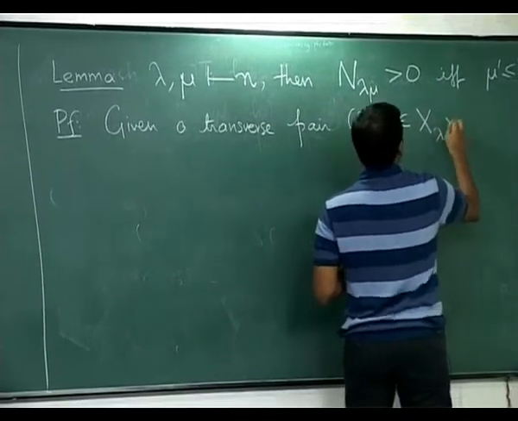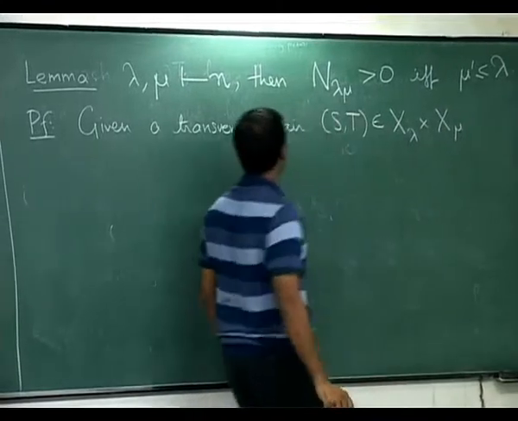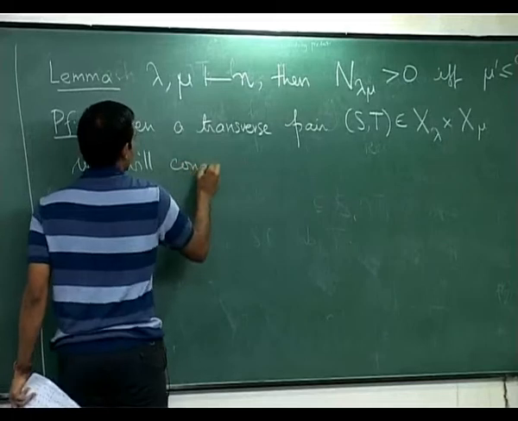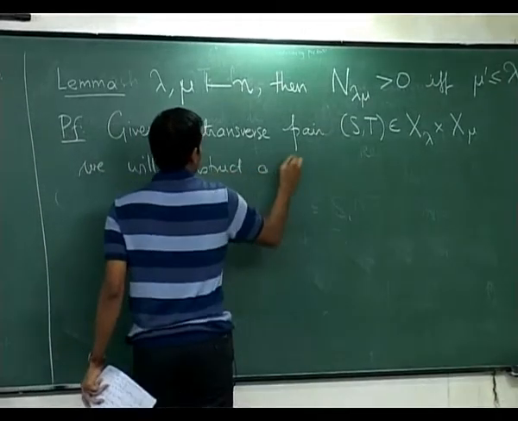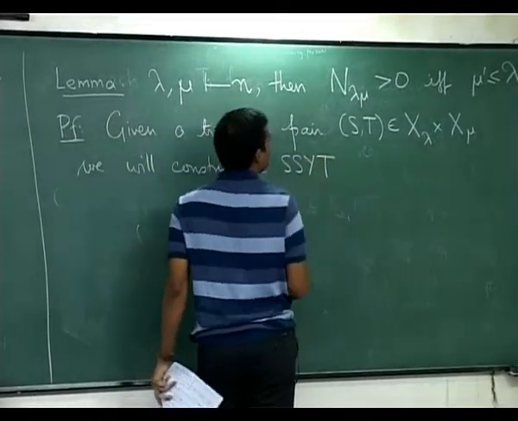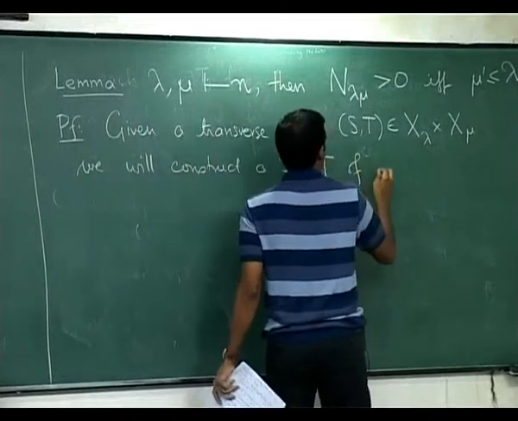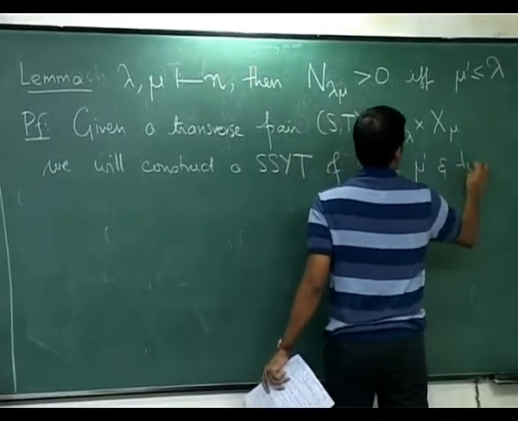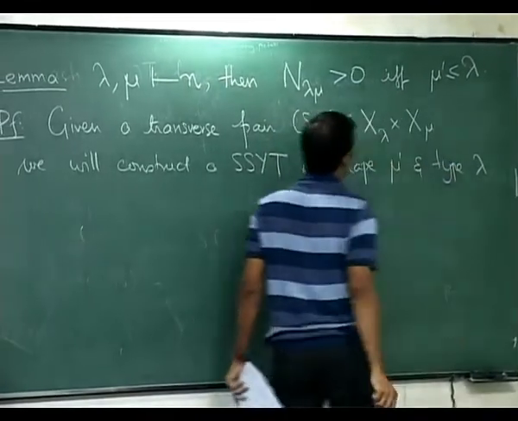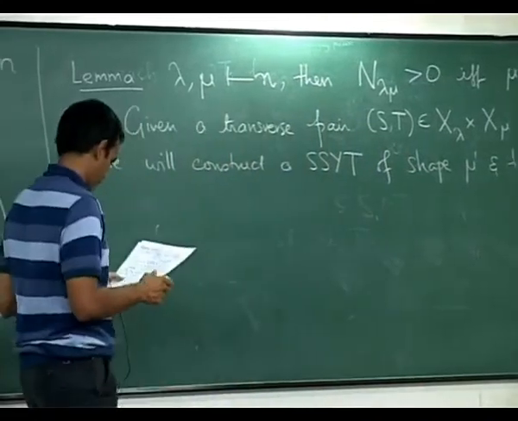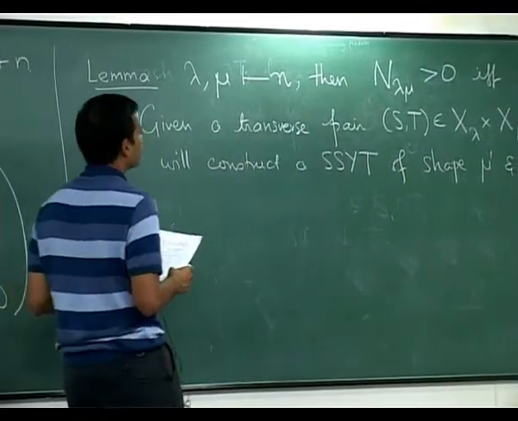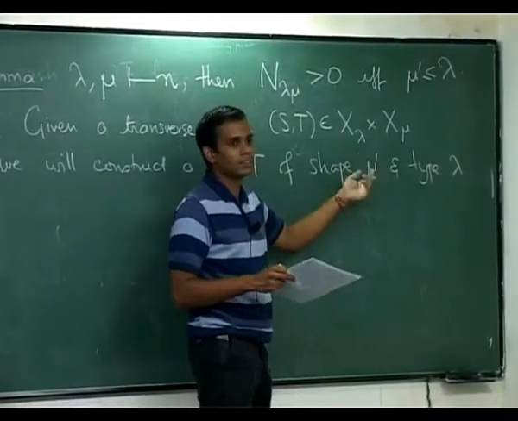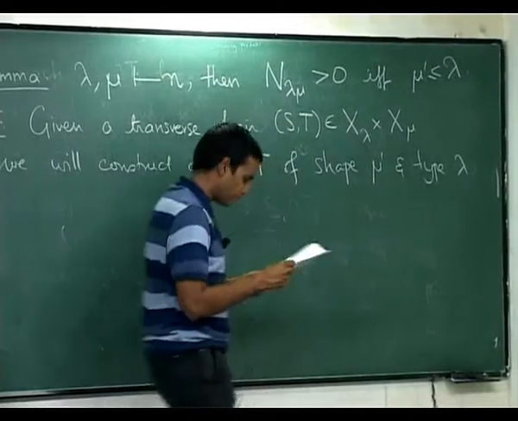X lambda cross X mu, we will construct a semi-standard Young tableau of shape mu prime. We saw in one of the earlier lectures that if you have such a thing, then mu prime must be less than or equal to lambda.